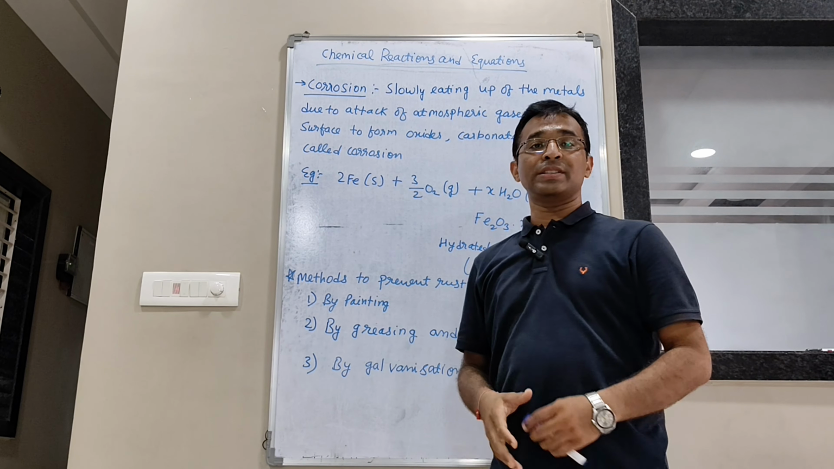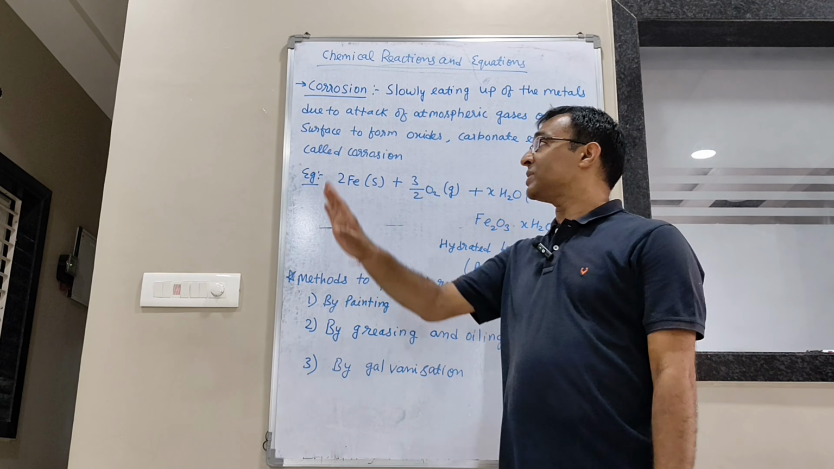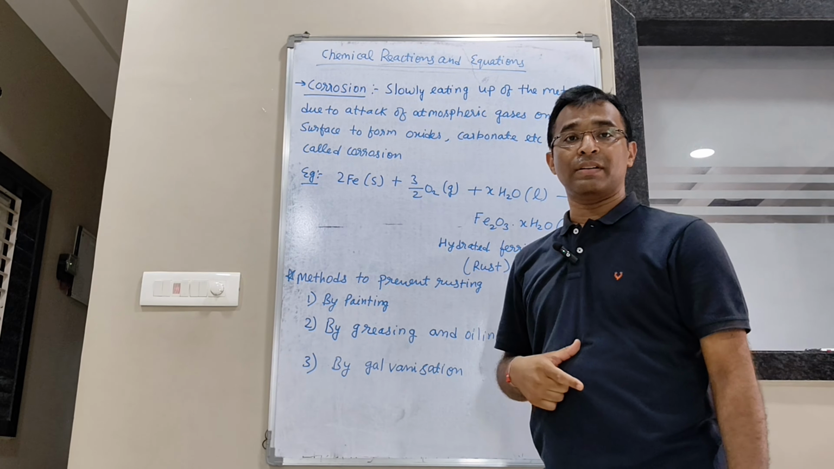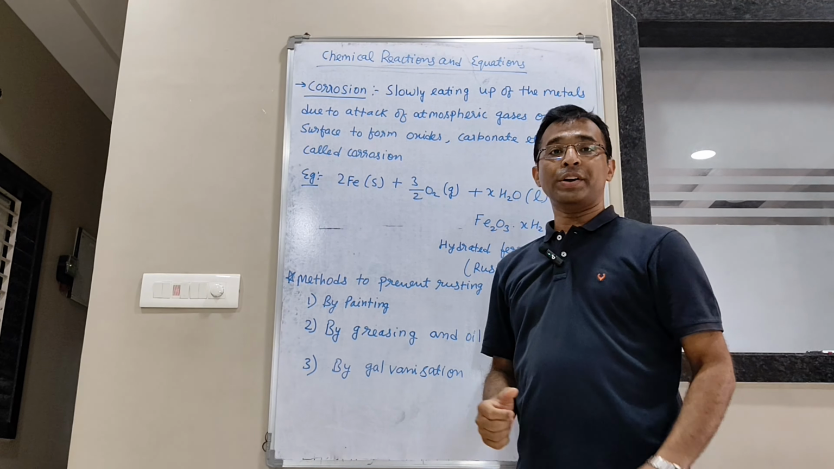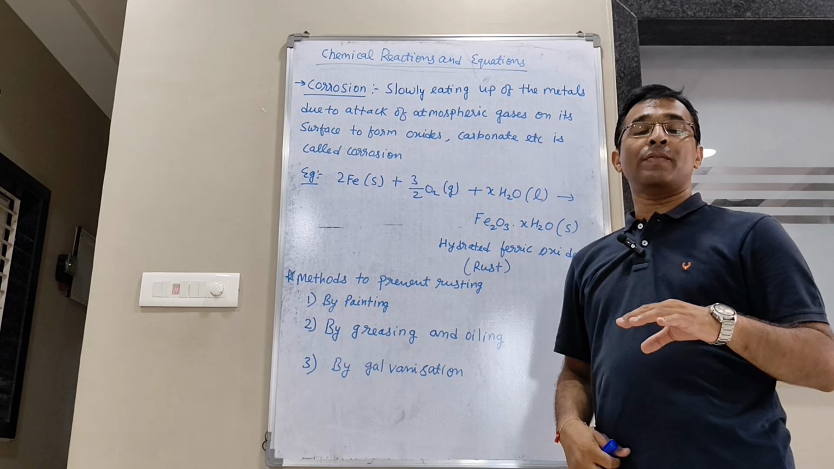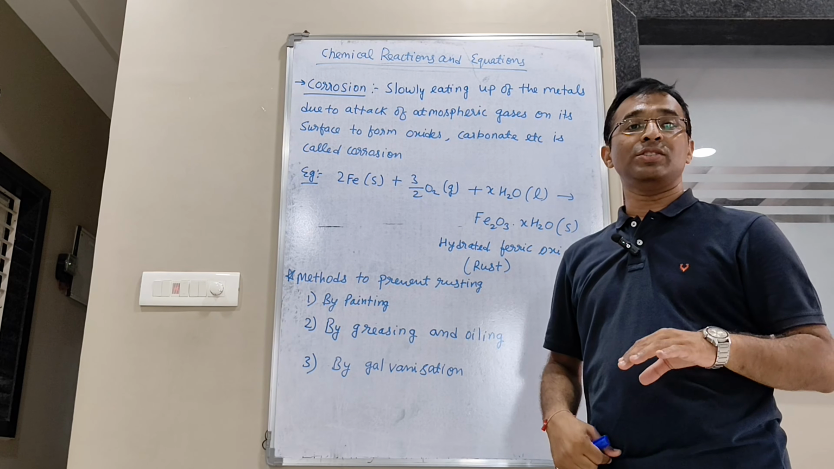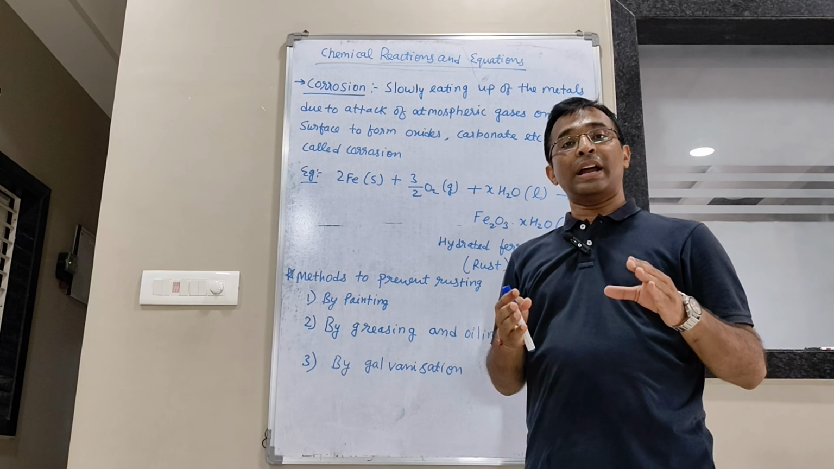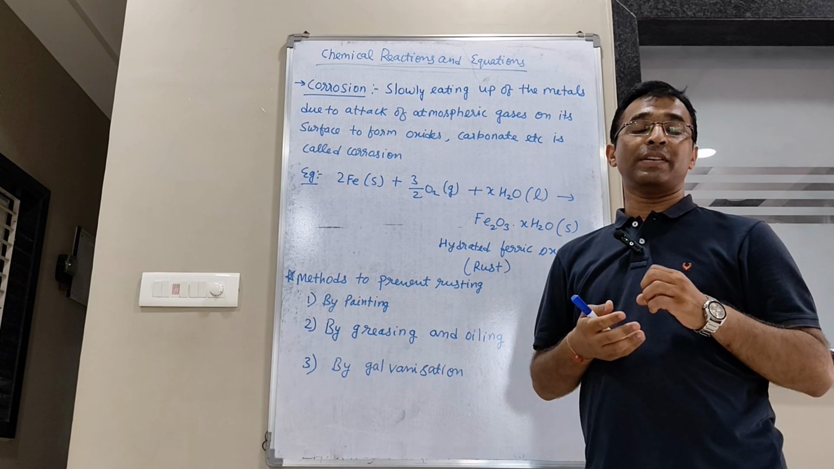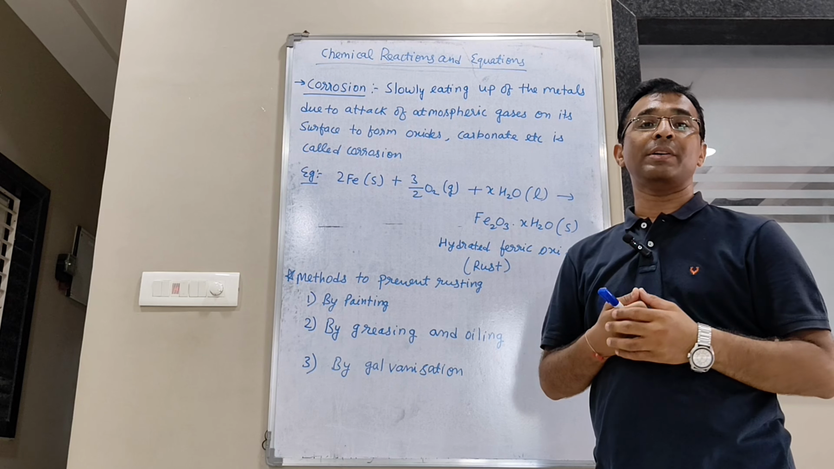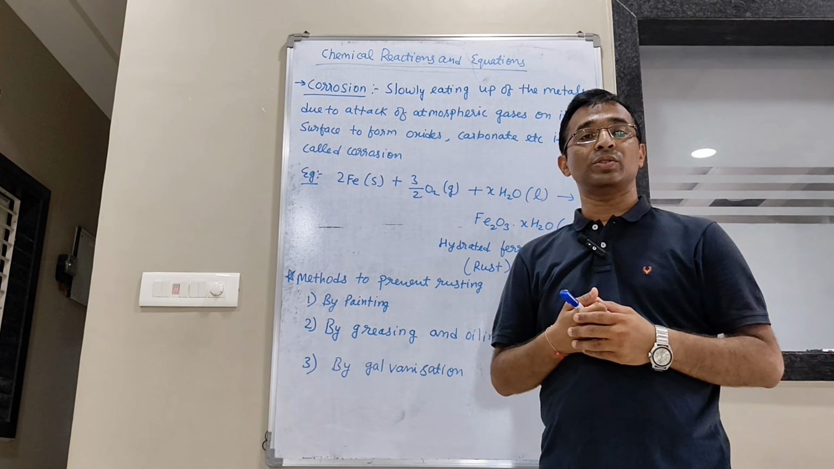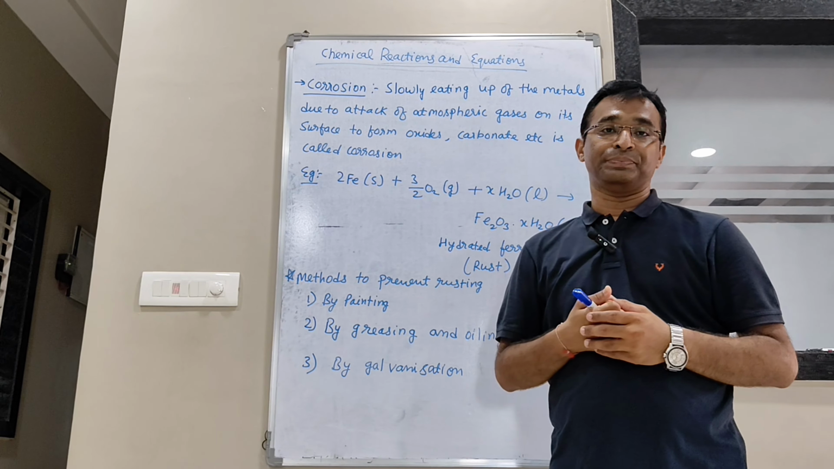There are two more topics remaining in this chapter. First is corrosion, second is rancidity. So let's discuss them one by one. First is corrosion. What is corrosion? Corrosion means the attack on metals by atmospheric gases on the surface of the metals, converting them into oxides, sulfides and carbonates, is known as corrosion.